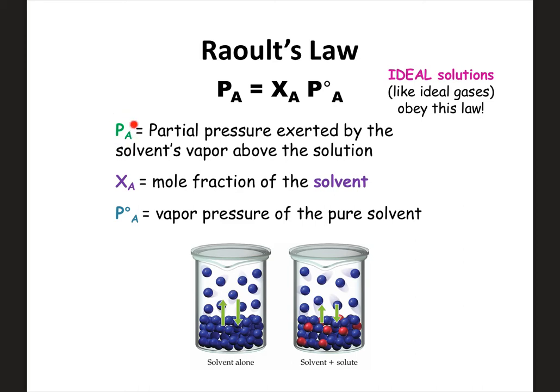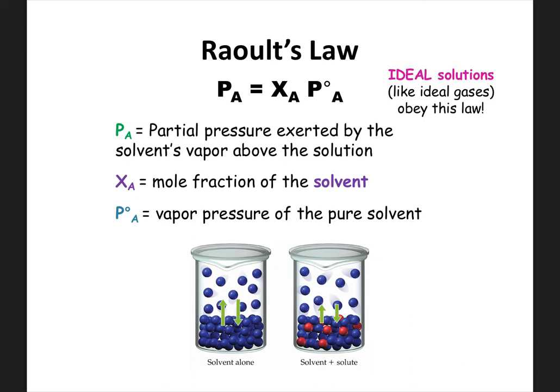So basically, the PA is the partial pressure exerted by the solvent above the solution. So this is going to be a pressure exerted by the solvent. XA is the mole fraction here of the solvent. That's very important. This is not the mole fraction of the solute. It has to be specifically for the solvent. So you will need the moles of the solvent over the moles of the entire thing here, of the total moles. And then this P naught A is the vapor pressure of the pure solvent.